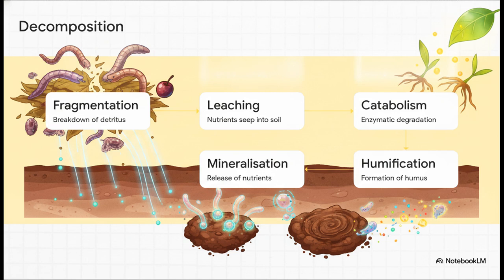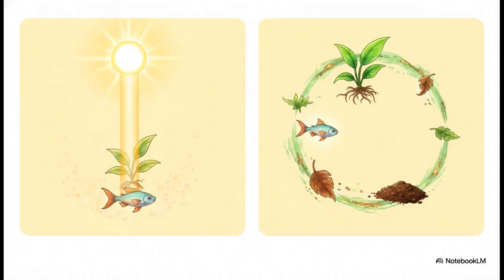First step is fragmentation, where detritivores like earthworms or pond-bottom dwellers break the organic matter down into smaller pieces. Second is leaching, where water-soluble inorganic nutrients seep down deep into the soil. Third is catabolism, where bacterial and fungal enzymes break the matter down even further. Fourth is humification, which forms a dark, nutrient-rich reservoir called humus. And fifth is mineralization, where microbes finally release those base inorganic nutrients right back into the ecosystem to be reused by plants.